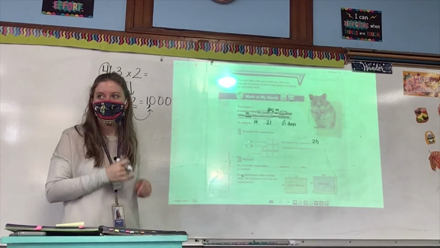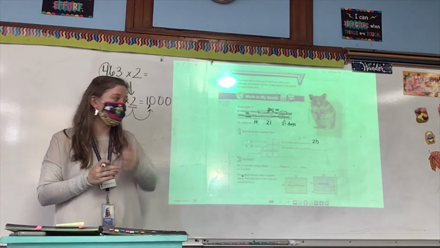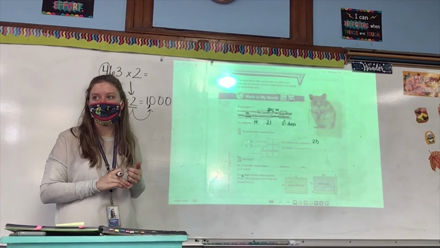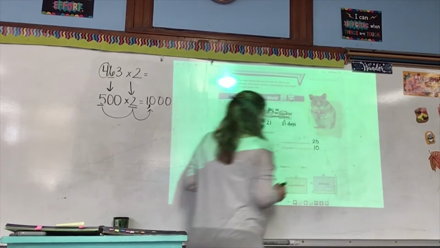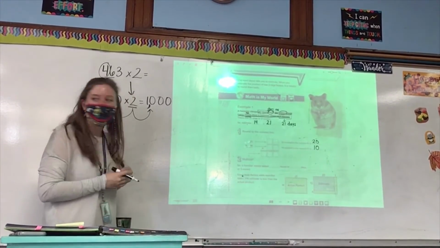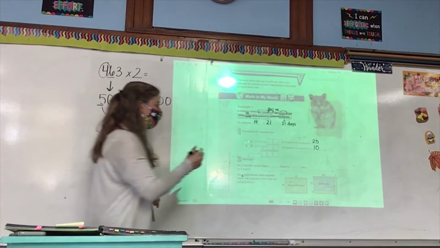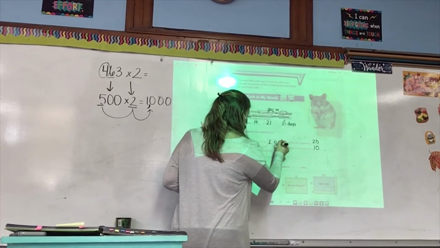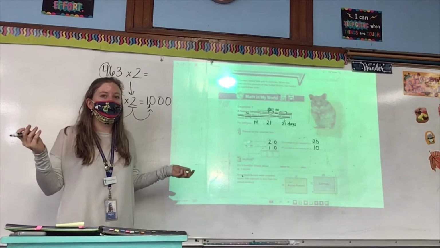Ethan. 14 rounded to the nearest 10 is what? 10. So that means our estimated equation is what, Kingston? 20 times 10. Well, now I can use basic facts and patterns.